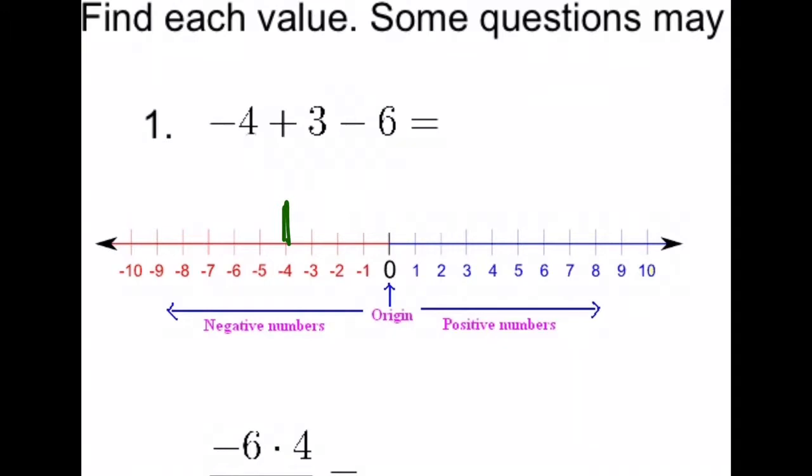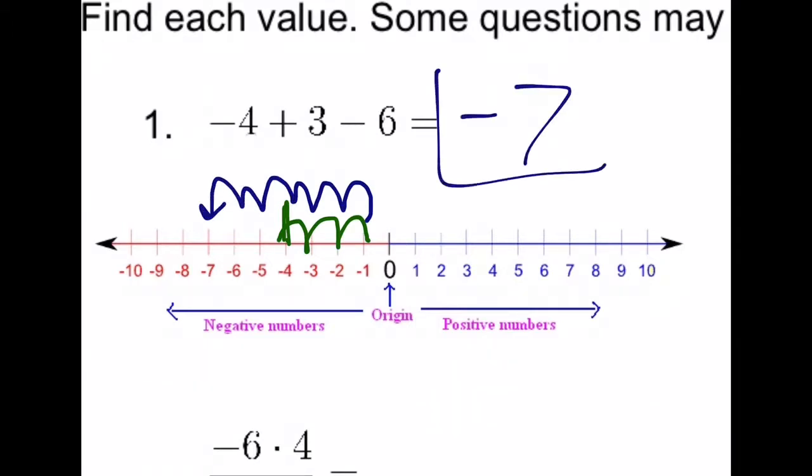When I add 3, that means I move 3 to the right, 1, 2, 3, and I land on negative 1. And from here, I'm going to subtract 6. 1, 2, 3, 4, 5, 6. My final destination, negative 7.